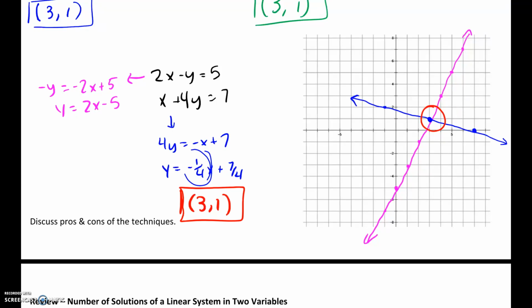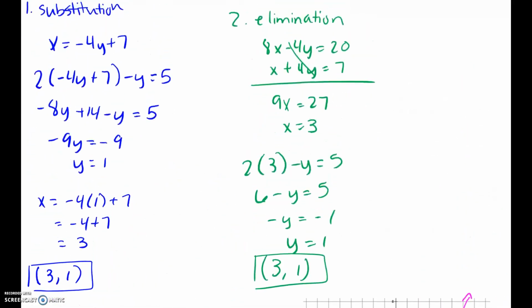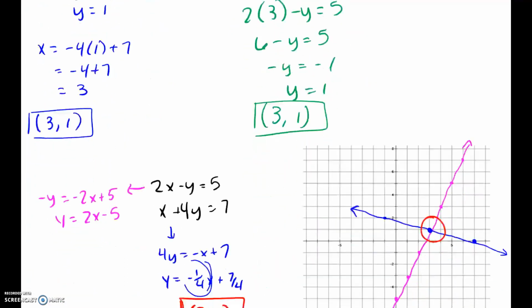Graphing, if you don't have good lines, like good points, if they intersect at a fraction, it's going to be really hard to tell what that fraction is. So graphing is sometimes harder. Elimination and substitution are really kind of interchangeable at this point. Substitution, if you can't get the variable by itself very easily, if you end up with fractions, it could be harder. Elimination, you have to multiply. So really, it's up to you which one you choose, you can do either one.